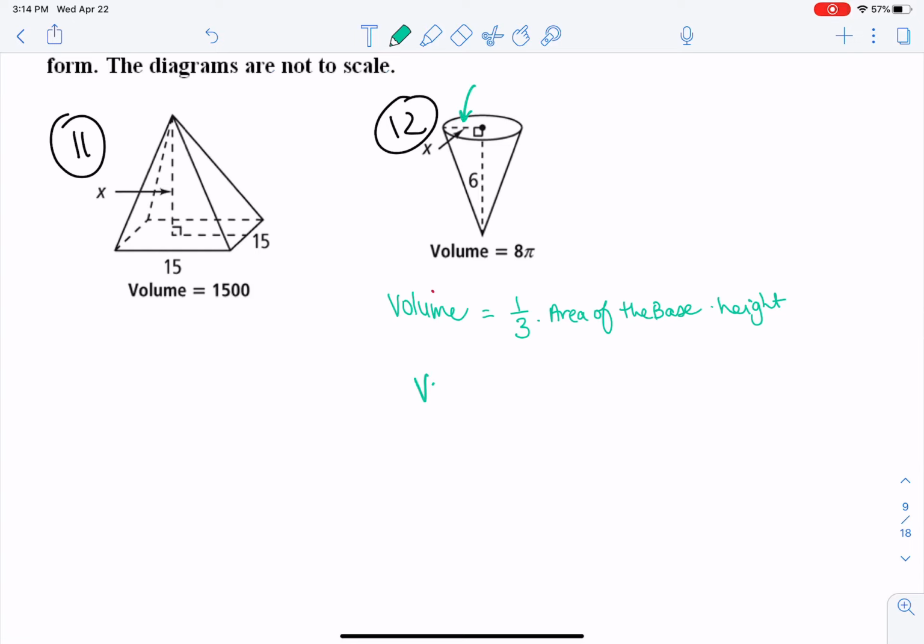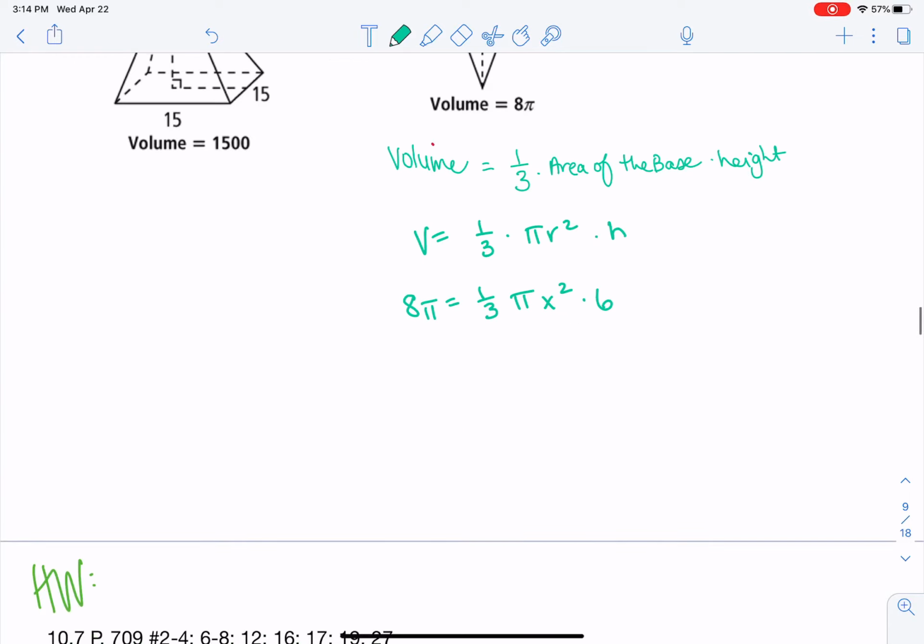So again, the volume is 1/3 area of base, which is pi r squared because it's a circle, and then times the height. The volume in this case is 8 pi, and our radius is x, and our height is 6. So I'm going to go ahead and cross out those pi's. They cancel. And the 1/3 and the 6, those multiply together to be 2. So I have 2x squared. Divide both sides by 2, and I have 4 equals x squared. Square root both sides, and x equals 2.